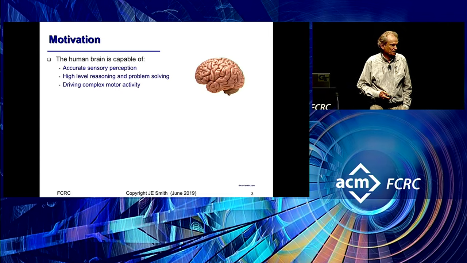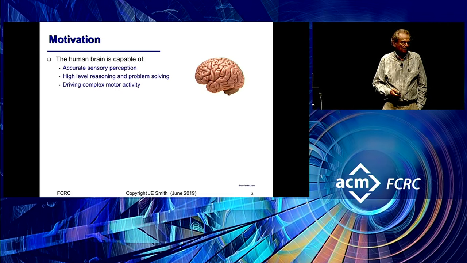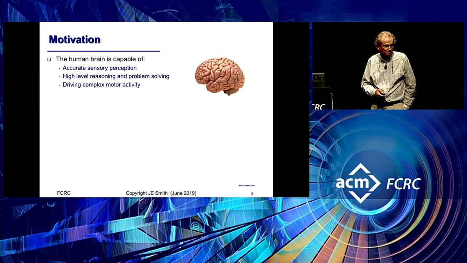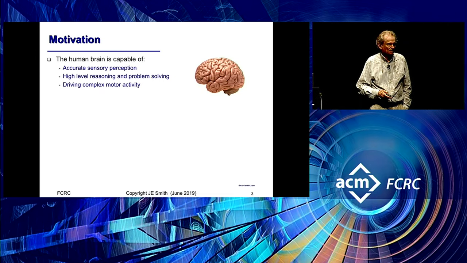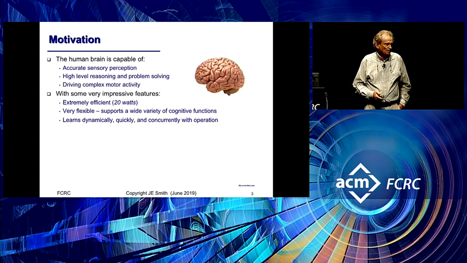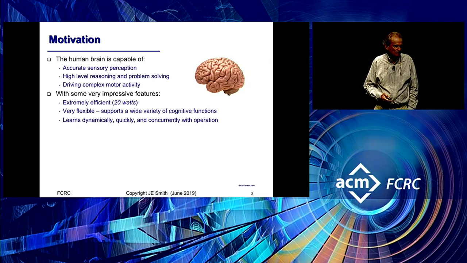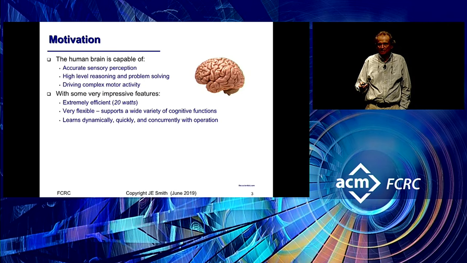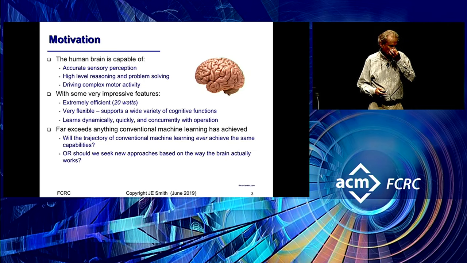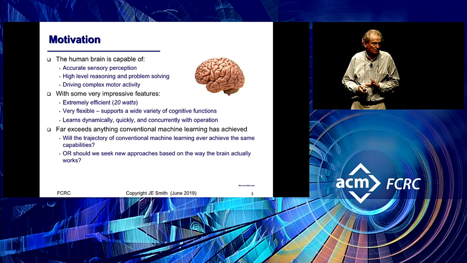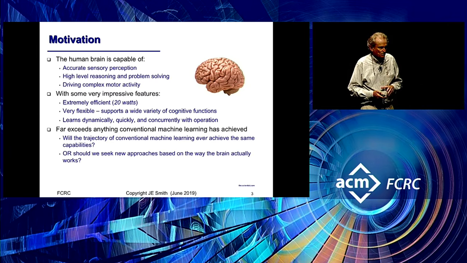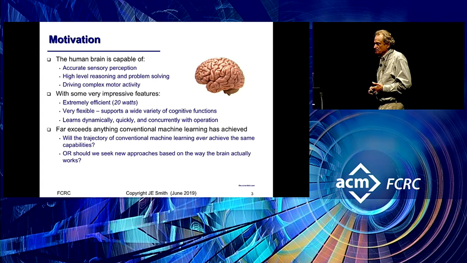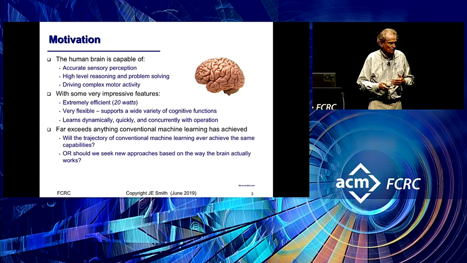So the motivation, I don't think you really need much motivation for this topic, but the human brain is capable of accurate sensory perception input, high-level reasoning and problem-solving processing, and then driving complex motor activity output. But it also has some very impressive features: 20 watts, from an engineering perspective, it's incredible. It's flexible. It learns dynamically, quickly, concurrently with operation. And it far exceeds anything conventional machine learning has achieved. And so one of the questions is, will the trajectory of conventional machine learning ever achieve the same capabilities? Or should we look for new approaches based on the way the brain actually works? And that's kind of where the master reset comes in. Let's have another go at it.